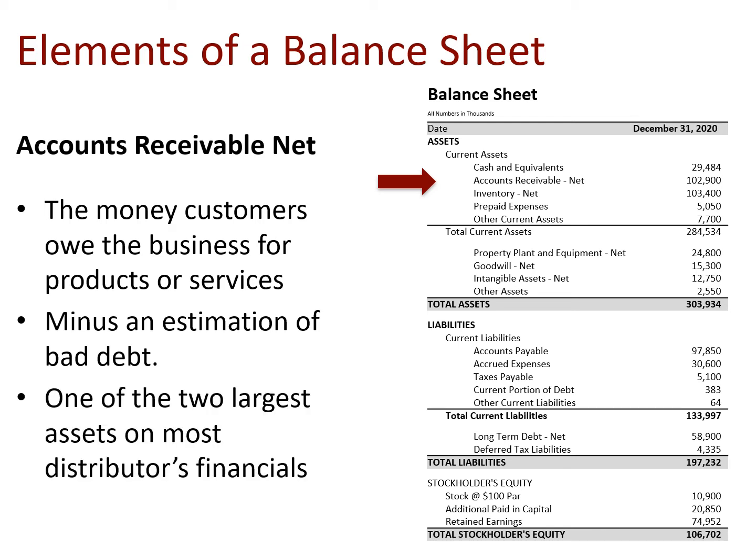Accounts receivable is typically one of the two largest assets on most distributors' books. It used to always be behind inventory, but we see it's quite common today for accounts receivable to actually be more than inventory.